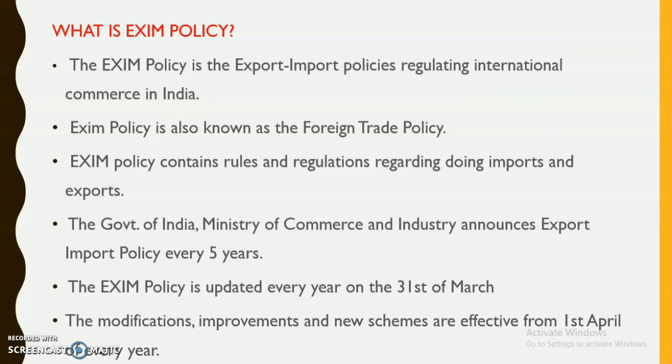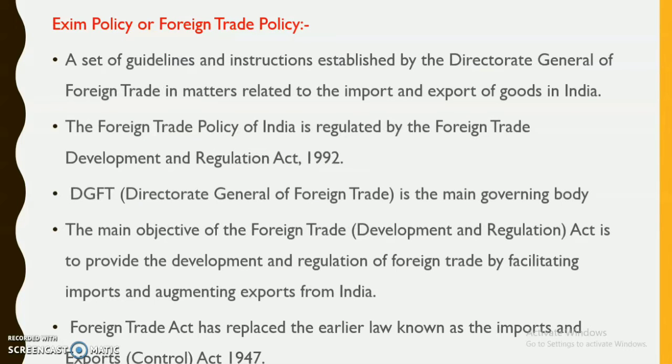The Government of India, Ministry of Commerce and Industry, announces this policy every 5 years, and it is updated every year on the 31st of March. Modifications, improvements and new schemes are effective from 1st April of every year. And the EXIM policy, a set of guidelines and instructions, is established by the Directorate General of Foreign Trade. This is mainly related to import and export of goods in India.